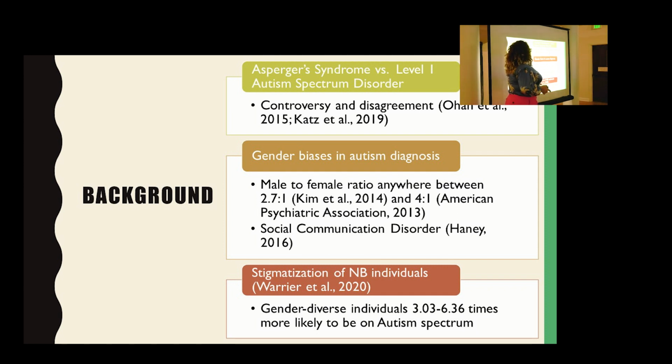Additionally, there's a major gender bias in autism diagnosis. So the male-to-female ratio in autism diagnosis can range anywhere from 2.7 to 1 and 4 to 1, which is published in the DSM-5. This can be because autism most likely will occur in males, but it can also be because there's gender biases with the diagnosers, in that they have a stereotype that autism is specifically a male disorder, and this has been in the zeitgeist since Asperger's was coined by Hans Asperger in the 1900s.